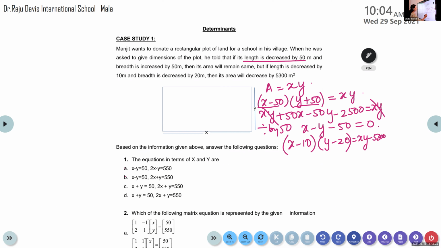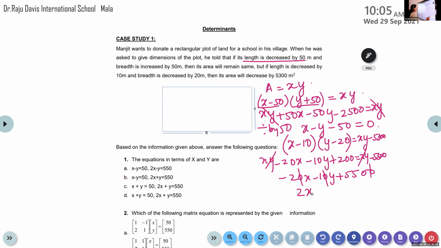So again open the bracket. xy minus 20x minus 10y plus 200 is equal to xy minus 5300. So xy will get cancelled. So it is negative 20x minus 10y minus 5300. If you bring it here, it will become plus 5500. We can divide by 10. So 2x plus y minus 550 is 0.